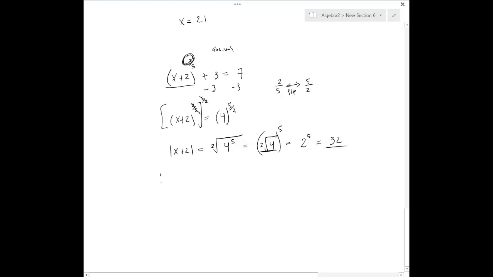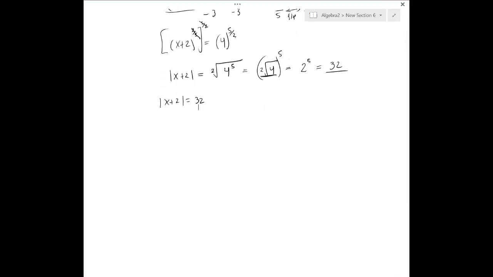So now I'm just solving the absolute value of x plus 2 equals 32. And as you know, I just make 2 equations to solve this. I do x plus 2 equals 32, the positive version, and x plus 2 equals negative 32, the negative version. So it splits into these two equations, which you both solve. Subtract 2, standard stuff, x equals 30. Subtract 2 to get negative 34.